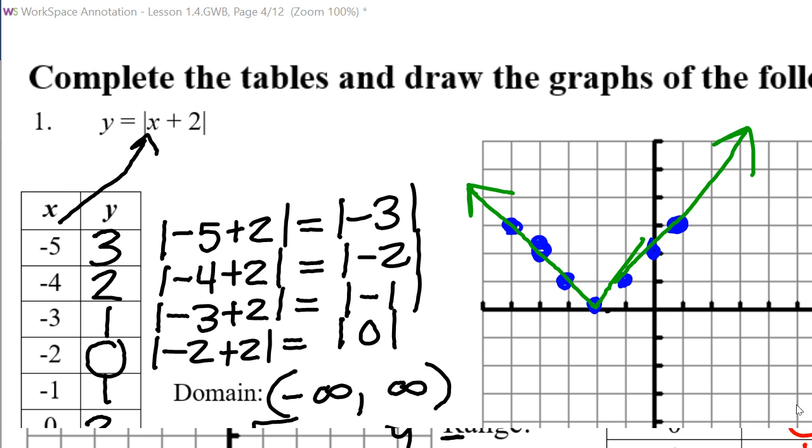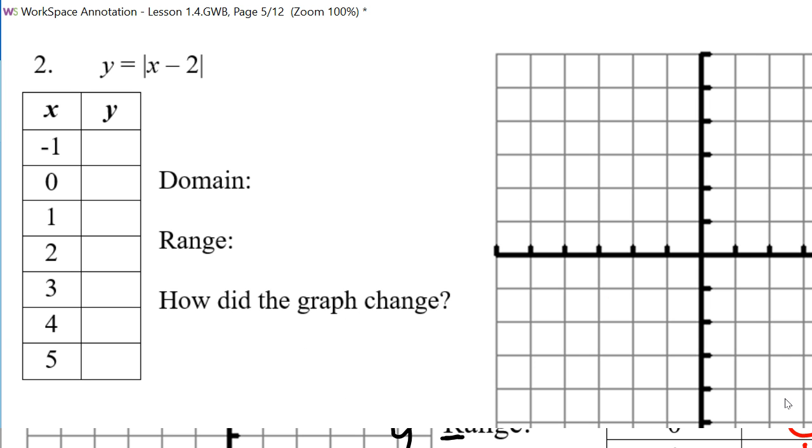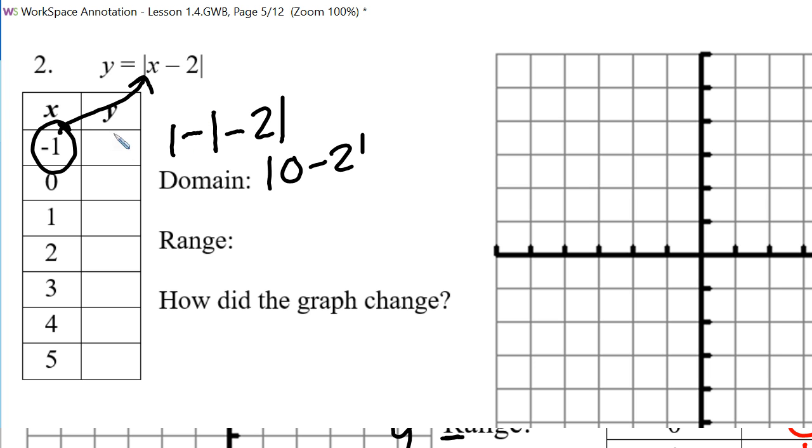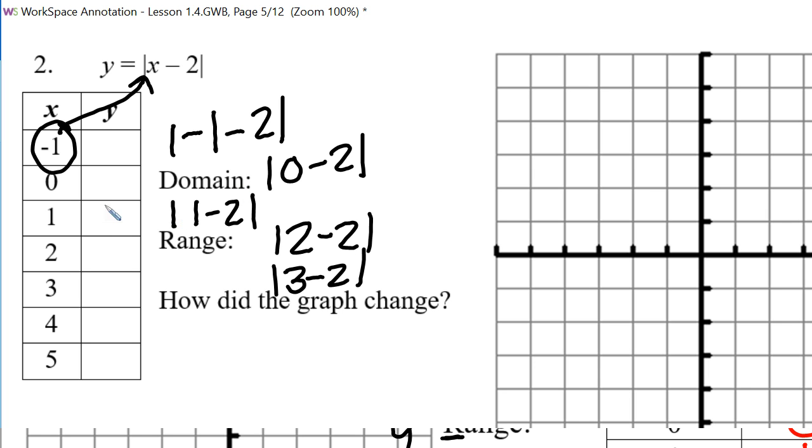Okay, next one, number 2. Again, we are going to work inside the grouping symbol first. So instead of x, we're going to start with a -1. So this would be the absolute value of -1 minus 2, absolute value of 0 minus 2, absolute value of 1 minus 2, absolute value of 2 minus 2, absolute value of 3 minus 2, absolute value of 4 minus 2, and absolute value of 5 minus 2.